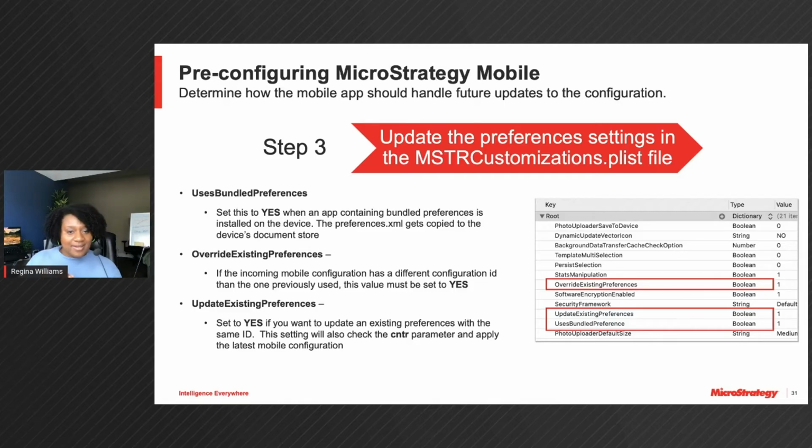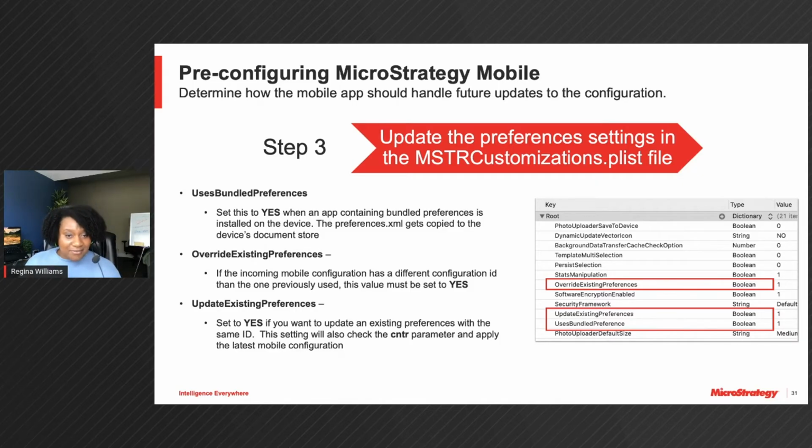And the override existing preferences, if this one is set to true or yes, means that if there's a brand new configuration, say for example a second mobile configuration was created in the mobile app administrator with a different configuration ID, they use configuration IDs to distinguish between them. If this one was now pushed or bundled into the preferences XML for a later release, this would cause MicroStrategy to say, oh okay, this is a new configuration. If this is set to yes, I will override my existing preferences with these brand new preferences coming in.